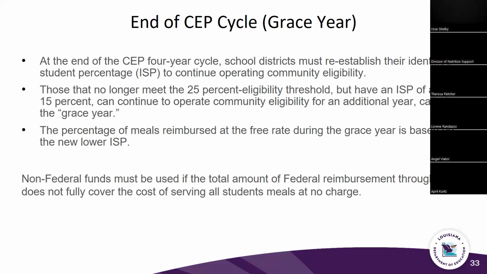Therefore, if a system cluster in year 4 has an ISP of 19%, they would continue a grace year at 30.4% free claiming and 69.6% paid claiming. Note, non-federal funds are necessary if the total amount of the federal reimbursement through CEP does not fully cover the cost of serving all students meals at no charge.